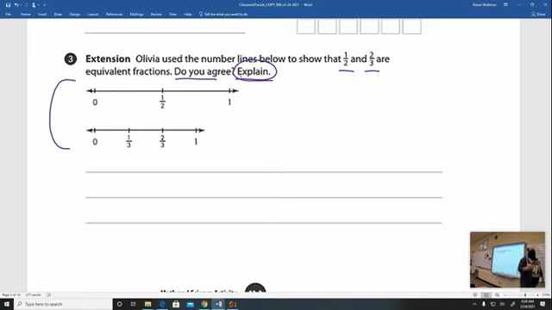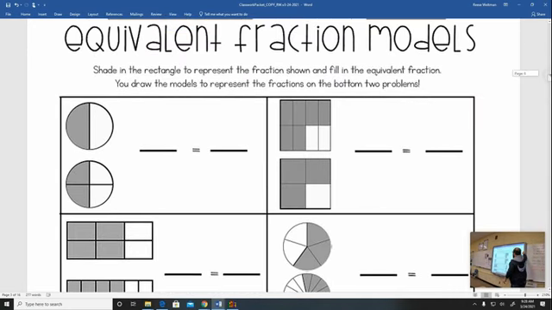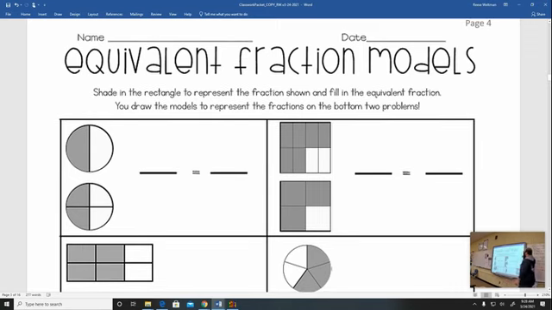Okay. So, guys, go ahead and work on this. And also, wait, let me just take a quick look here. You have another one. Almost forgot. Equivalent fraction models. You guys know what these are. They're pretty much exactly what we were doing, except this time you are not shading them in yourselves. You're just telling me what the fractions are.